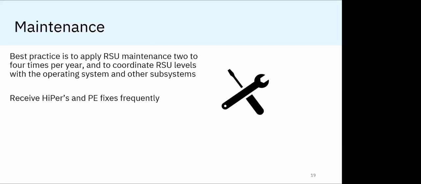Maintenance. The best practice for maintenance is to apply the RSU maintenance. We say typically 2 to 4 times per year, and to coordinate the RSU levels with the operating system and other subsystems. And then we recommend to receive hypers and PE fixes frequently to make sure that everything is good. Most customers have this, but it just depends. So we will definitely recommend this in our report.